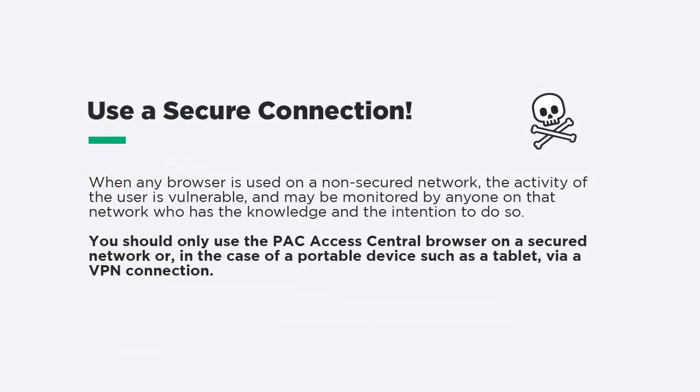When any browser is used on a non-secured network, the activity of the user is vulnerable and may be monitored by anyone on that network who has the knowledge and the intention to do so. You should only use PAC Access Central browser on a secured network or, in the case of a portable device such as a tablet, via a VPN connection.